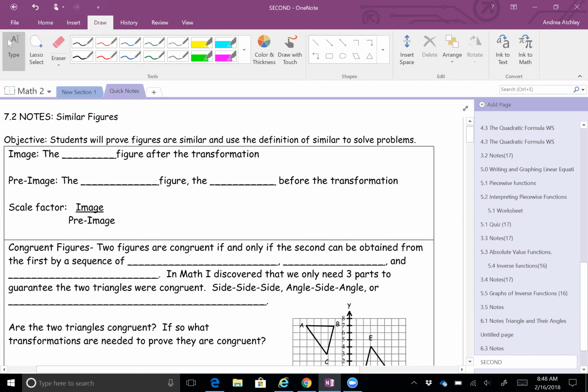Okay, we're going to prove figures are similar and use the definition of similar to solve problems. So, image, that is our second figure, after the transformation.